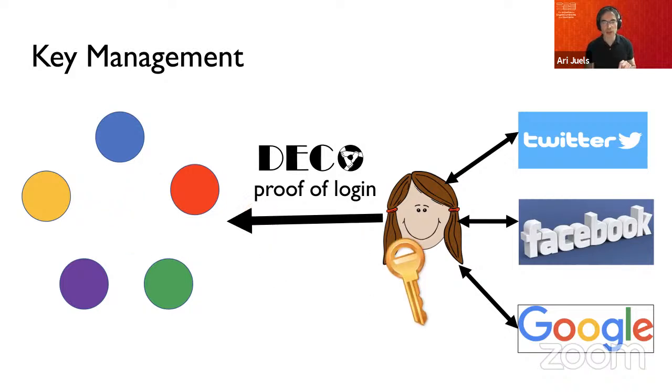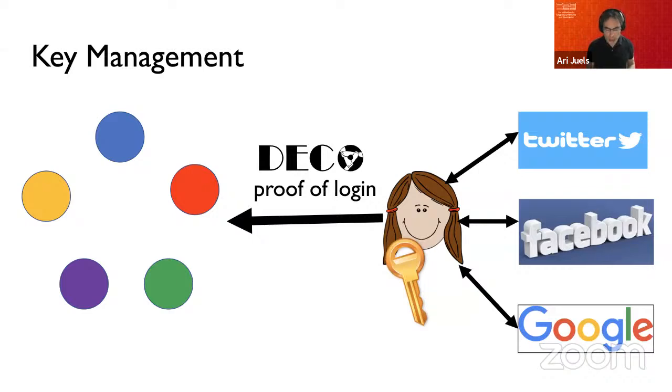Now, if she loses her key, she can repeat the process. She can log into the accounts that she's registered with the Candid committee and prove nothing but the fact that she's able to log into these registered accounts, and the committee can furnish her private key for her.